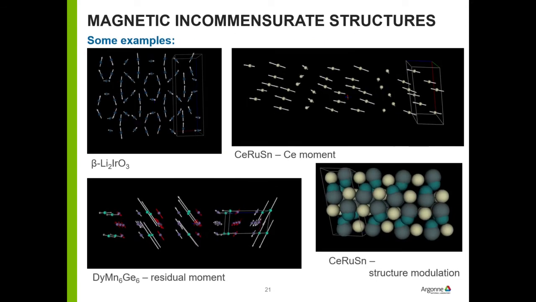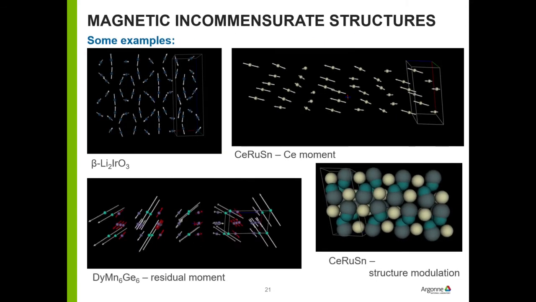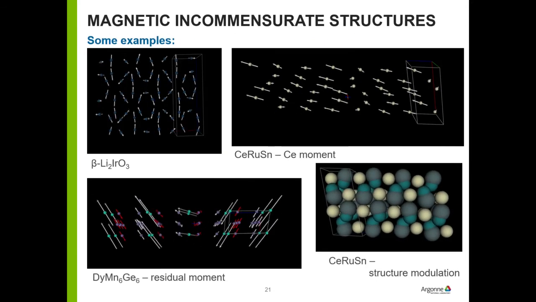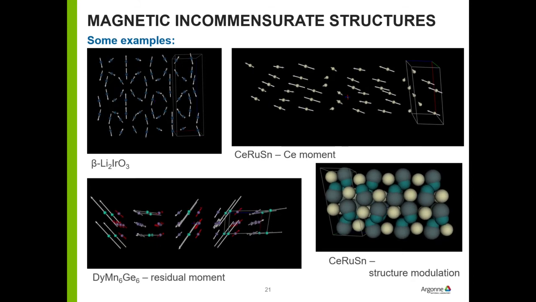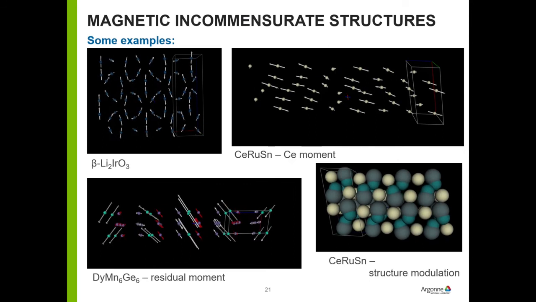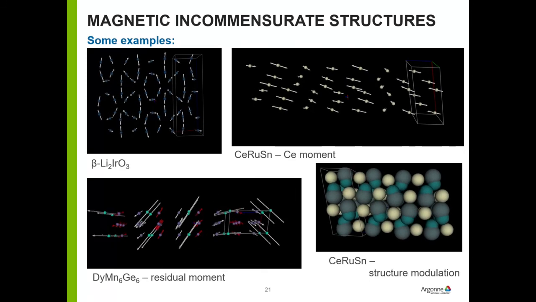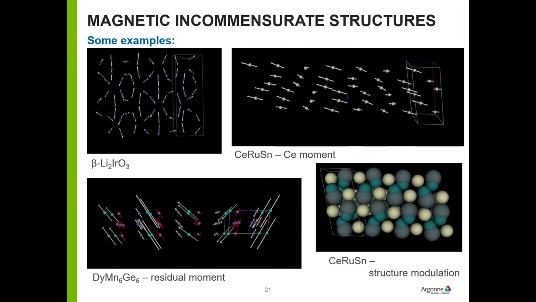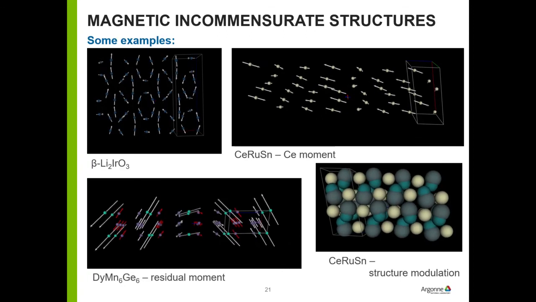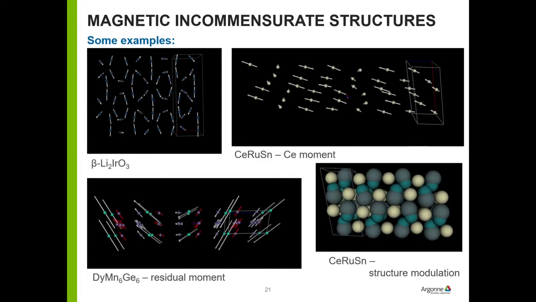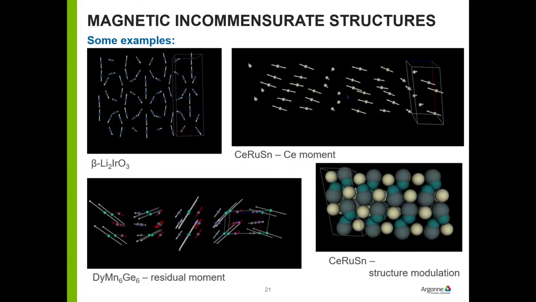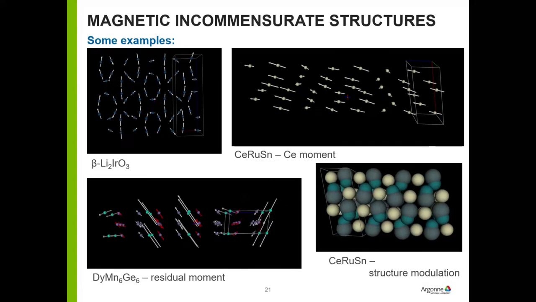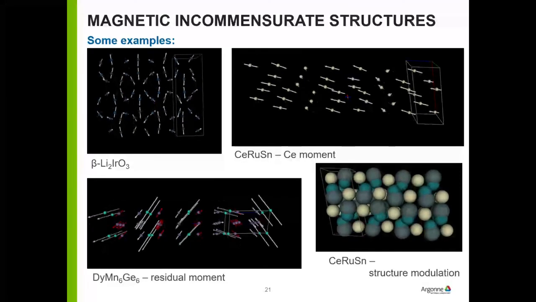Right. And here's some more of these magnetic ones. These are rather spectacular movies that you can make in GSAS-II. And in this one, accompanying the magnetic oscillations, there is also a structural oscillation. Here's the structure of cerium, ruthenium, tin that goes along with the magnetic one.